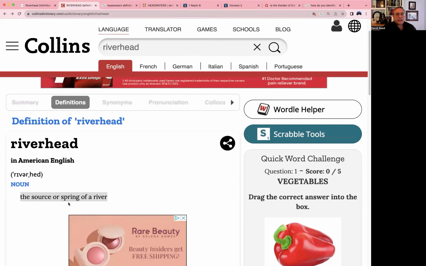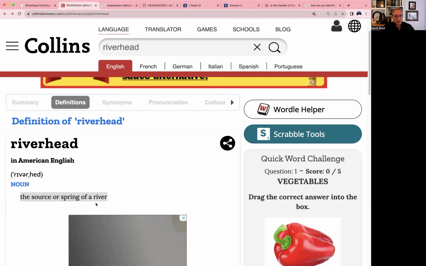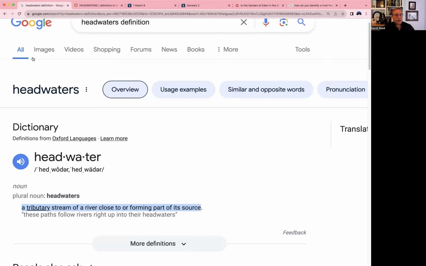Now, what you'll see in the definitions is the source of a river. It can be a spring, or there are other potential sources of a river, which could include multiple small streams that combine, or it could be a glacier. So there are other possibilities for the source of a river. Spring is one possibility, but those are all definitions for riverhead.